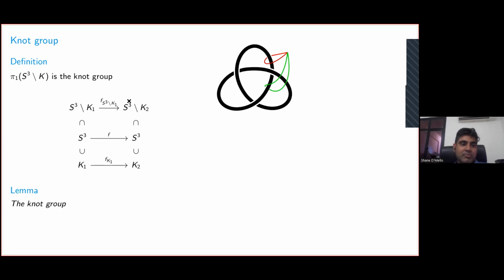And because it's a homeomorphism, the knot group, the fundamental group of the complement, is going to be the same. It's going to be isomorphic, rather, whether you look at this one or whether you look at that one. So we have that the knot group is an invariant under isotopy.